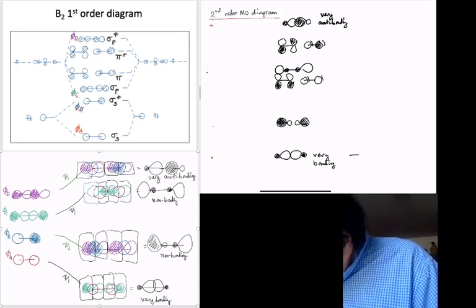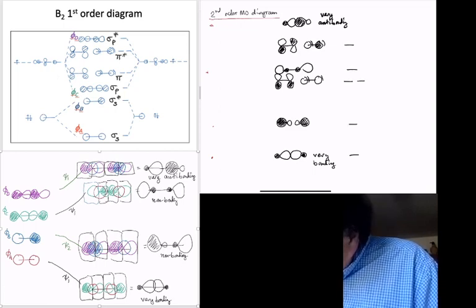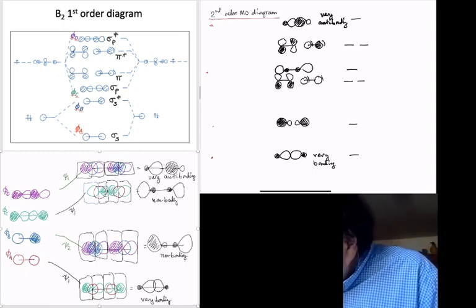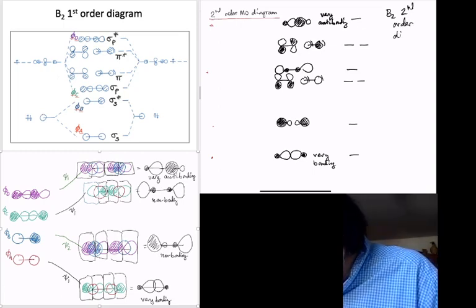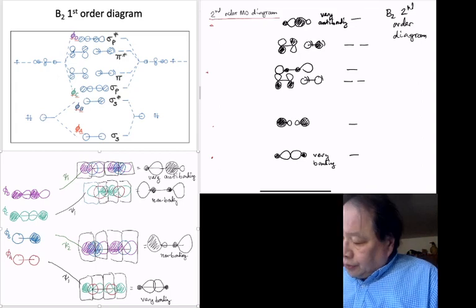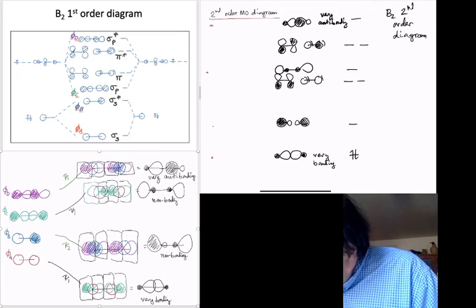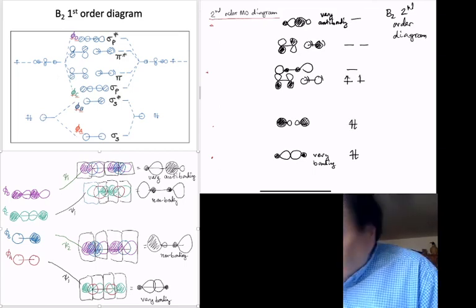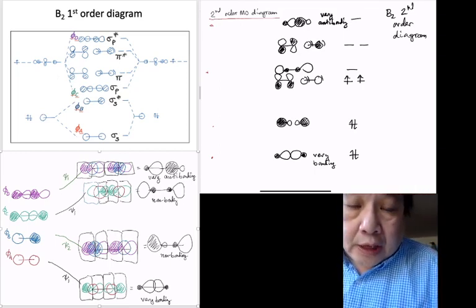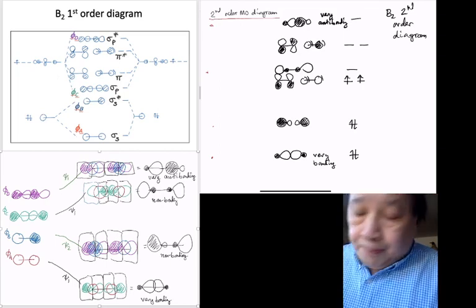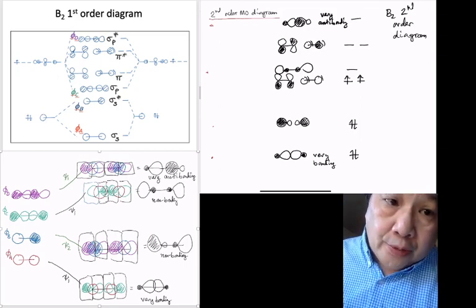And we have 1, 1, then comes the pi, 2, 1, 2, and 1. This is the B2 second order diagram. And B2 has 6 valence electrons: 1, 2, 3, 4, 5, and 6. Is B2 paramagnetic or diamagnetic? Put it in chat. B2 is paramagnetic.